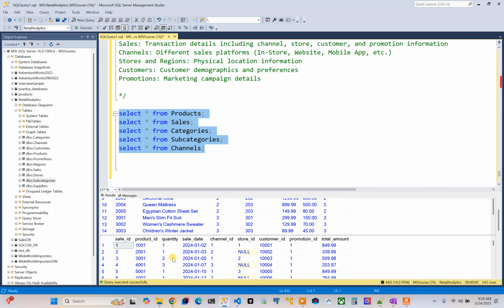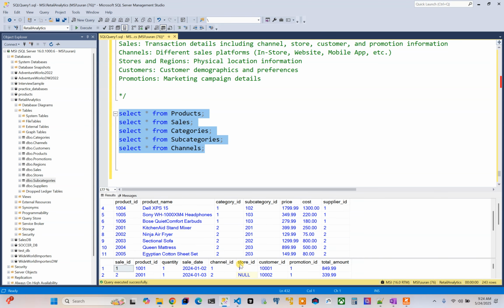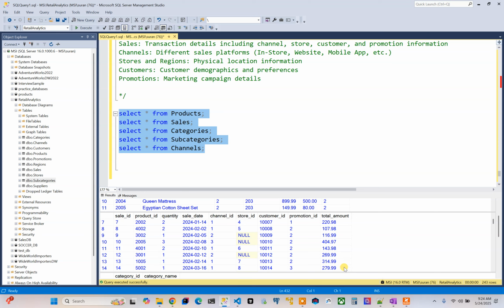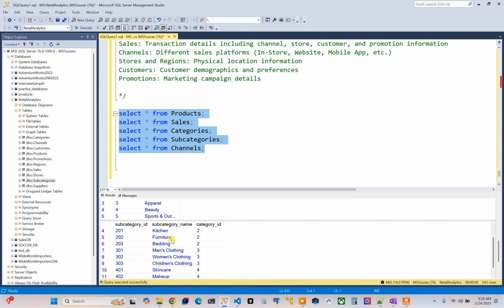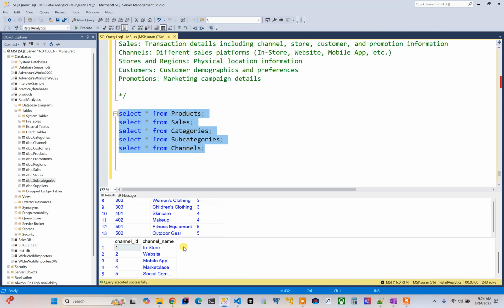So we will come to know how many products are being sold, what their cost price is and what the sales price is, and we can derive sales profitability from these. Next thing is category name, category ID. Another one is subcategory name, subcategory IDs. And the last one is channel name. This channel name is our main metric.